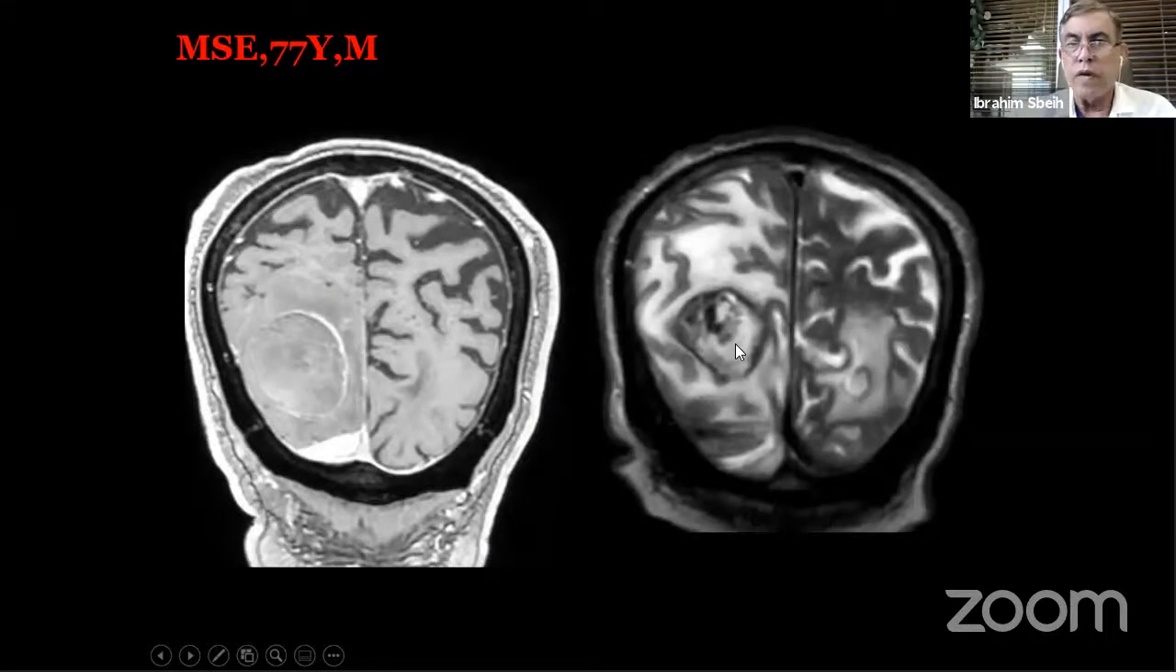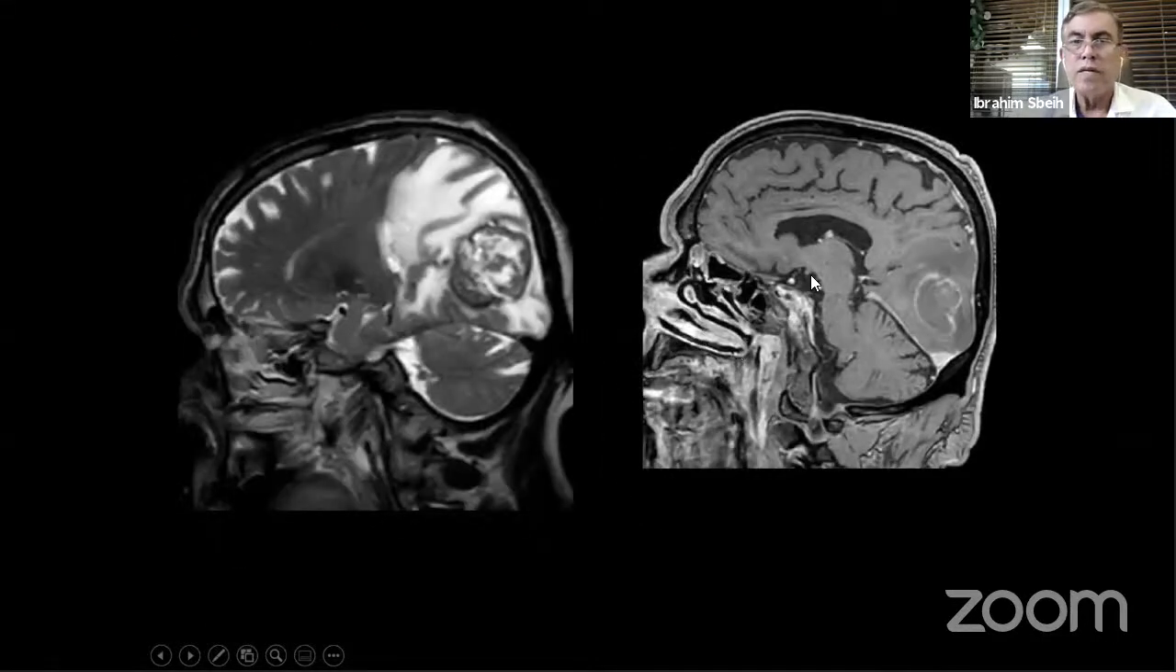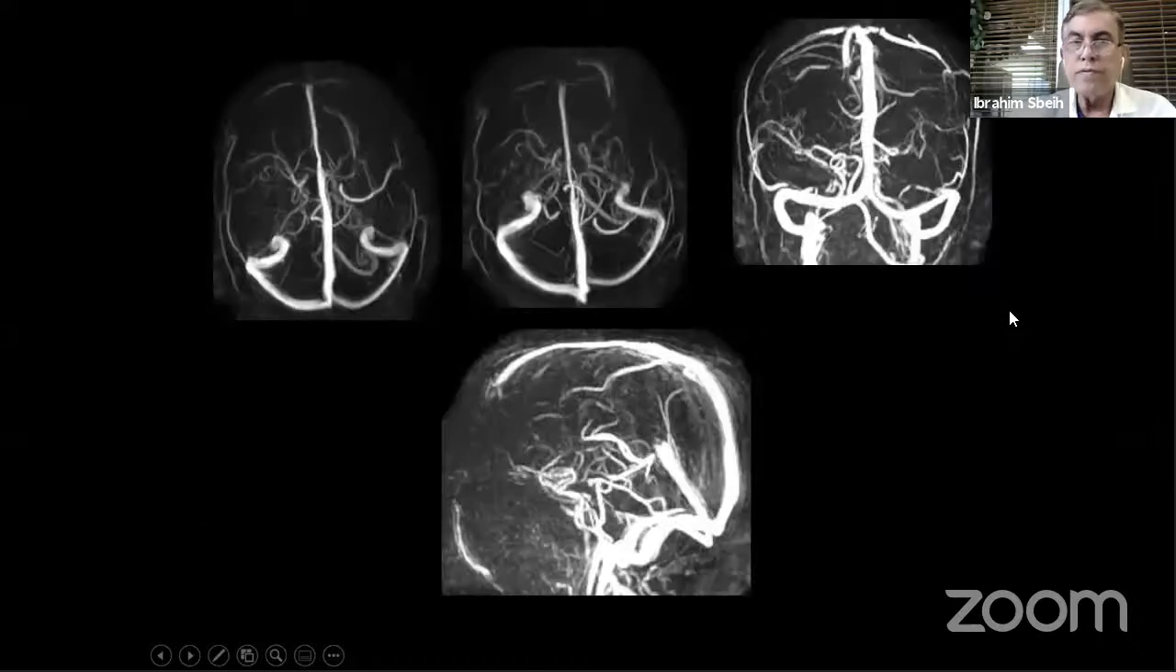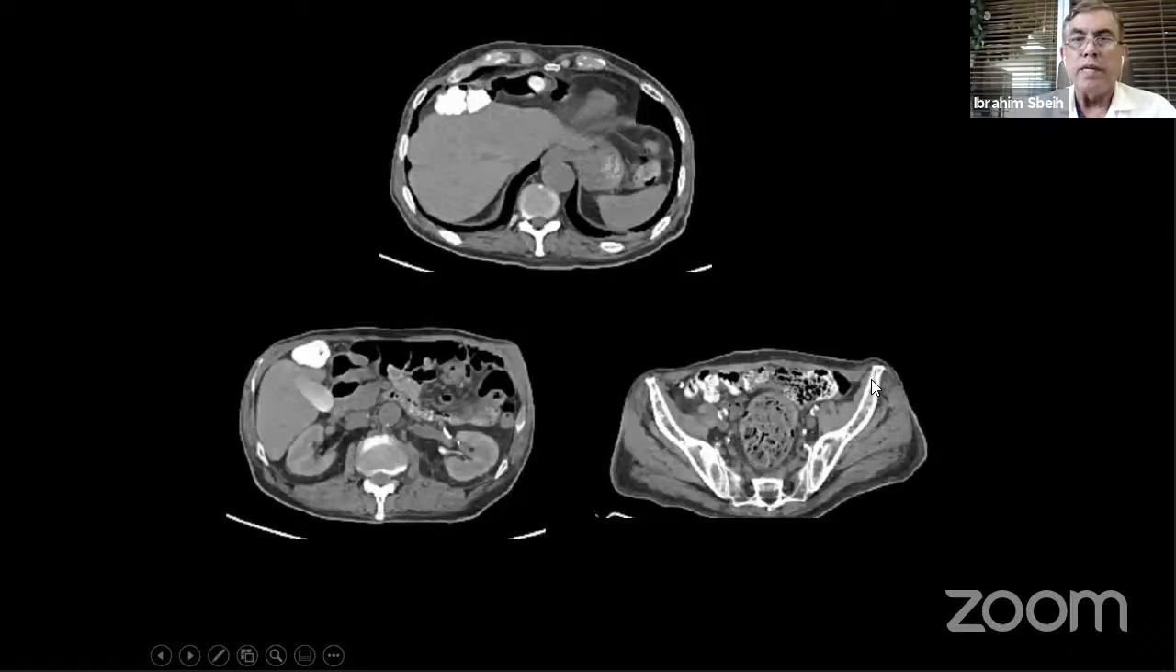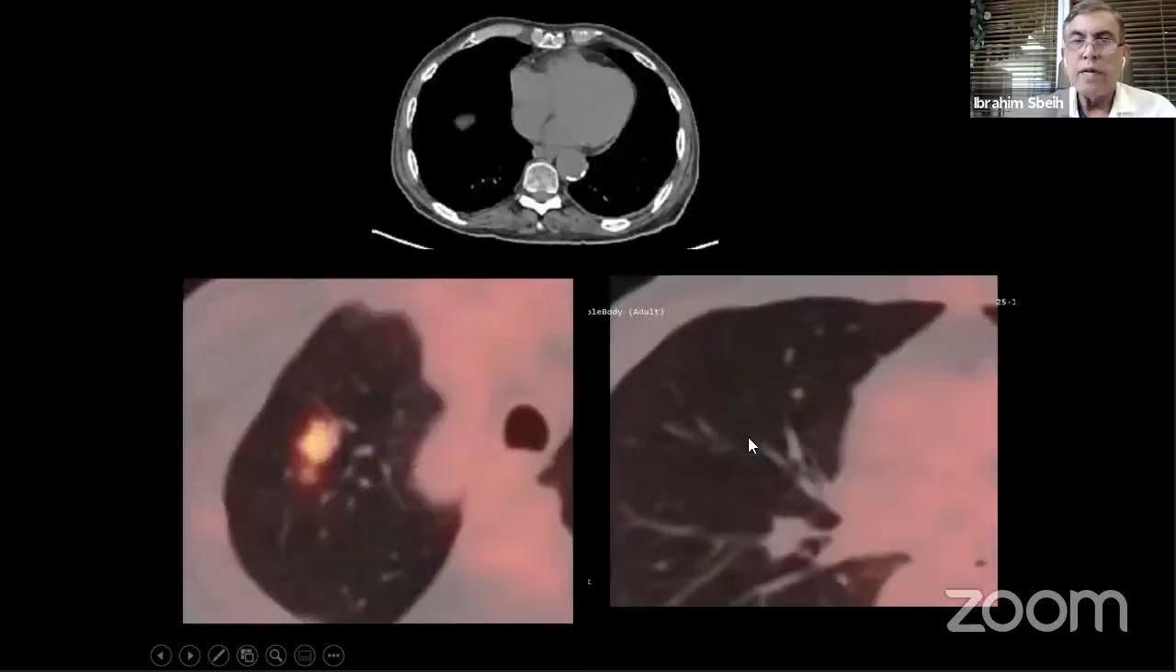Coronal showing you the hemorrhage. Sagittal showing you the hemorrhage. MRA, MRV did not show any vascular pathology. We did chest CT and abdomen and pelvis. Nothing in the abdomen, nothing in the pelvis. But the chest showed that there is a lung lesion, which was a primary lung carcinoma. So we'll go for surgery now.